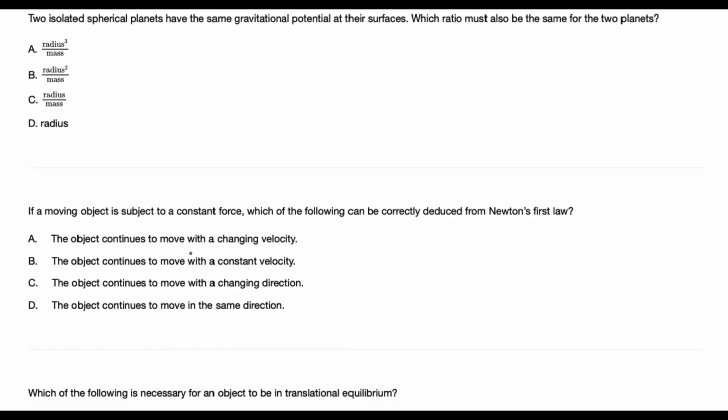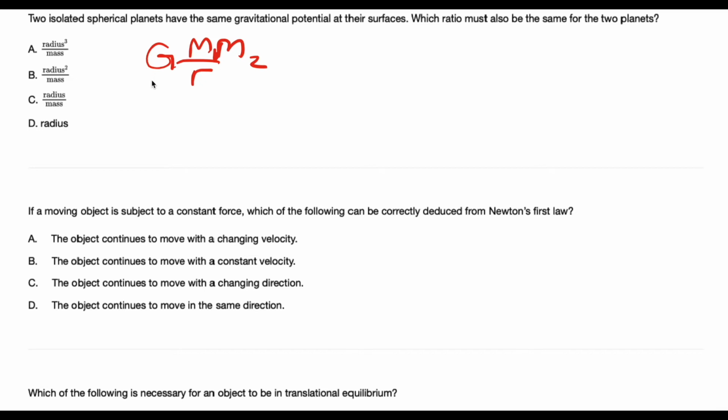Two isolated spherical planets have the same gravitational potential at their surface. Which ratio must also be the same for the two planets? If you have learned the chapter on circular motion and gravitation, we know that gravitational potential is equal to GM over R. If you haven't learned this chapter, don't worry about it. I think it's topic 4 or topic 5 or topic 6, I'm not really sure. This is the formula you will be learning in the chapter of gravitation.